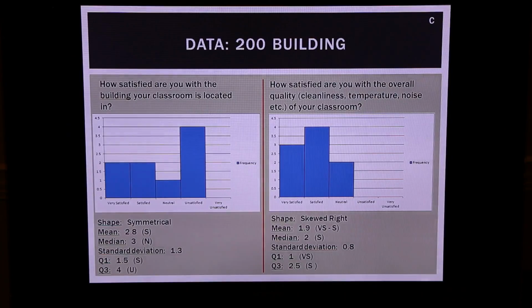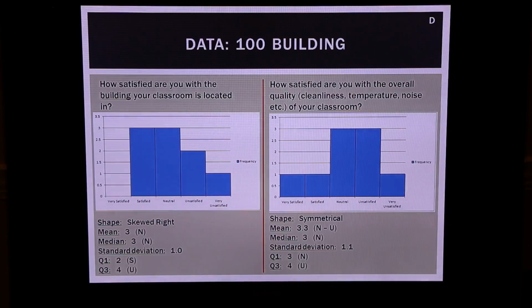How satisfied are you with the overall quality of your classroom? Our shape is skewed to the right, which means teachers are generally neutral or satisfied with their classroom. There were no responses in unsatisfied and very unsatisfied. The mean is 1.9, which falls between very satisfied and satisfied. The median, which was satisfied, the standard deviation 0.8, Q1 was 1 very satisfied, and Q3 was 2.5 satisfied. So 75% of the responses were between very satisfied and satisfied for the 200 building classroom.